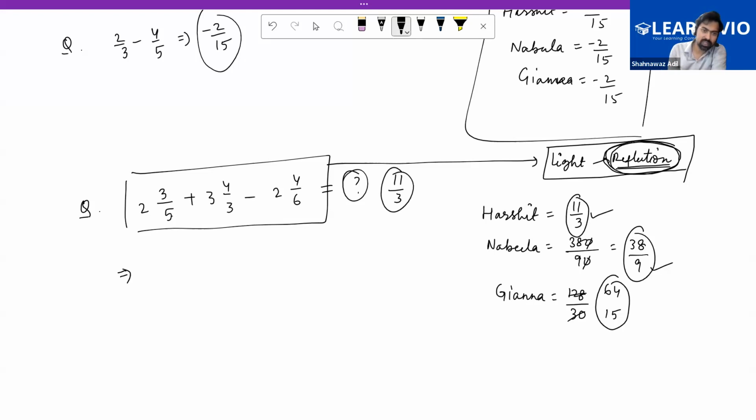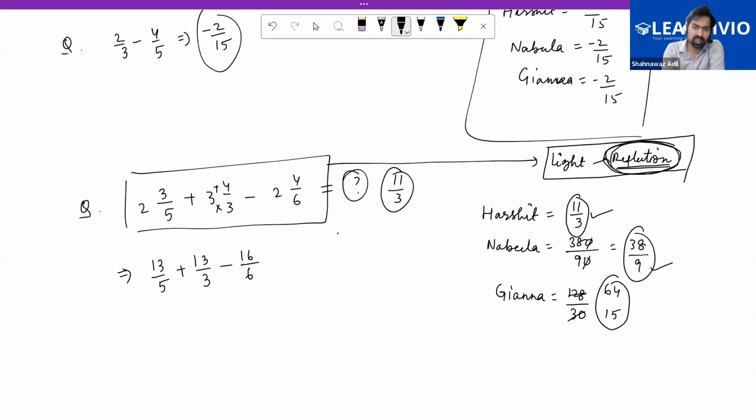Okay, so how much would this be? This is 10 plus 3, 13 by 5. And this is 9 plus 4, 13 by 3. And then this is 16 by 6, right? So this is the thing.